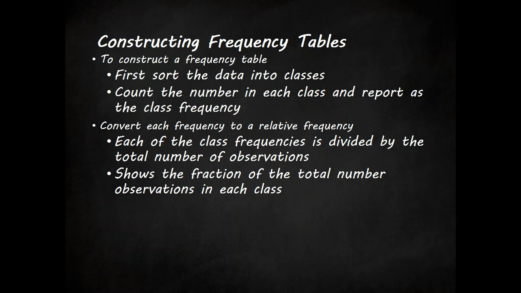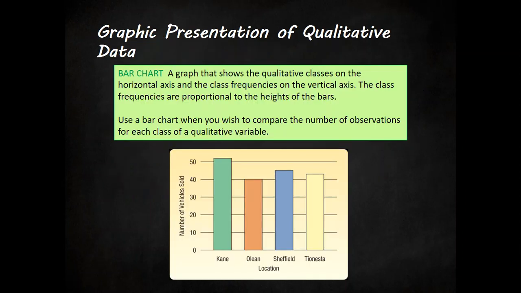Then you can convert each frequency to a relative frequency. A relative frequency takes the class frequency and compares it to all of the observations in the entire set. So if, for instance, 51 cars were sold in Kane, you need to compare the 51 to the total number of observations. And the way that you organize this graphically is in a bar chart.